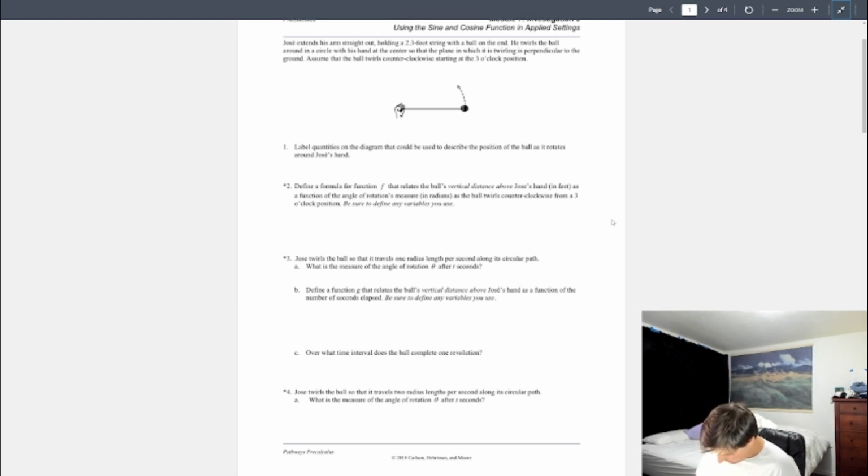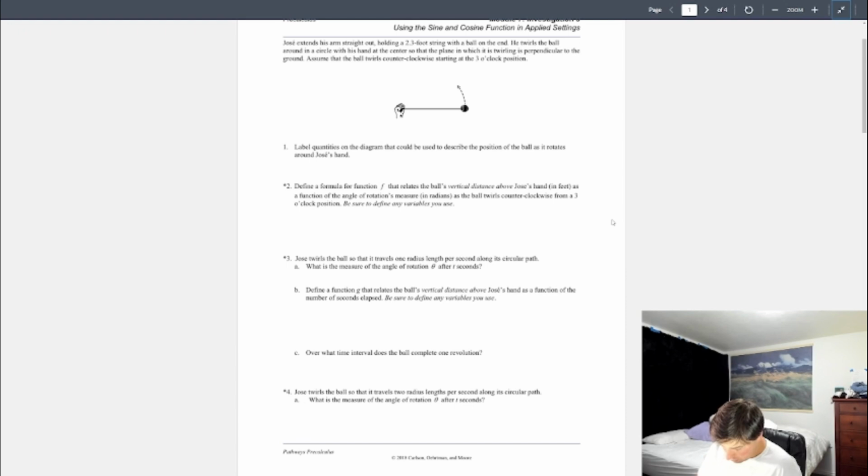I should have the angle of rotation. I assume the angle of rotation is already defined since they literally stated it, but okay. So f, which inputs theta, equals sine of theta times radius.